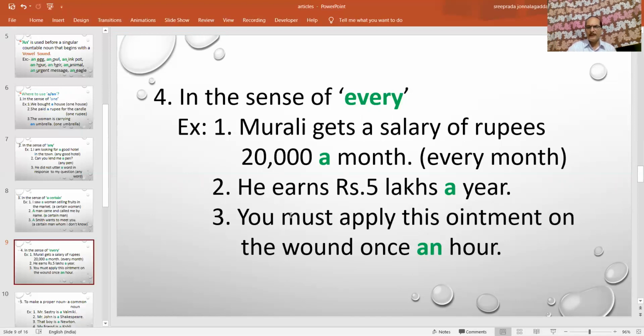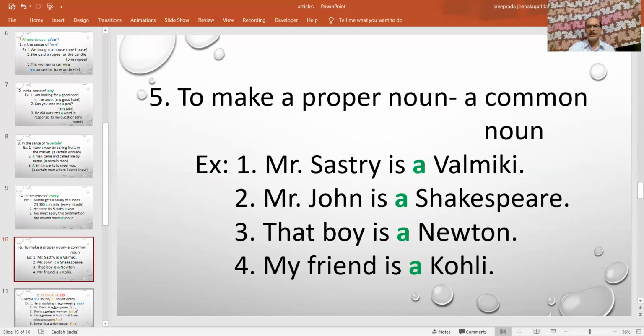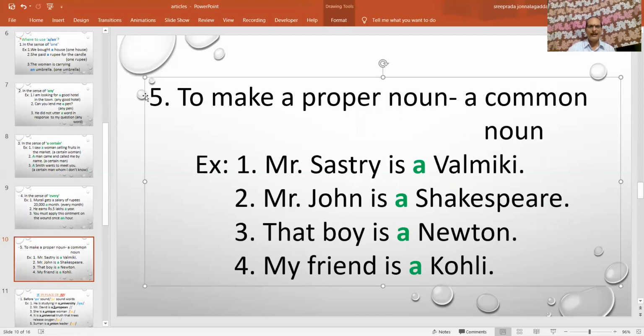You must apply this ointment on the wound once an hour. Suppose you have received a wound or injury. The doctor has prescribed an ointment. And what does he say? He says, you must apply this ointment on the wound once an hour. An hour means every hour. So in the sense of every also, we use this indefinite article a or an.